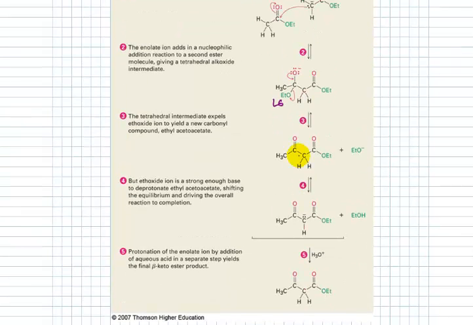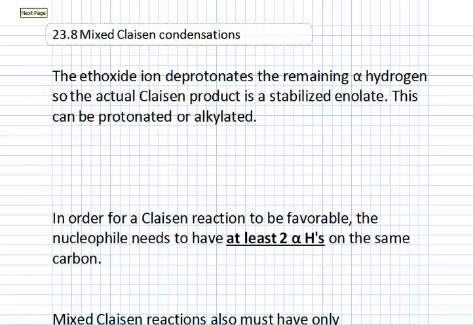So we end up with a beta dicarbonyl. And for these last steps here, let's take a look at the next page.